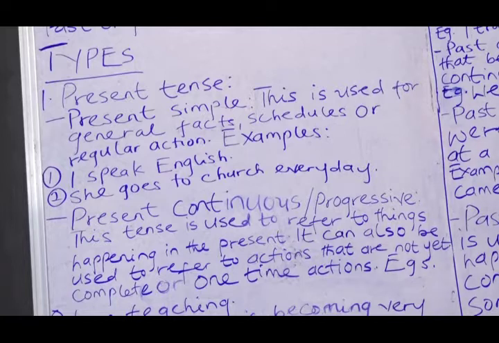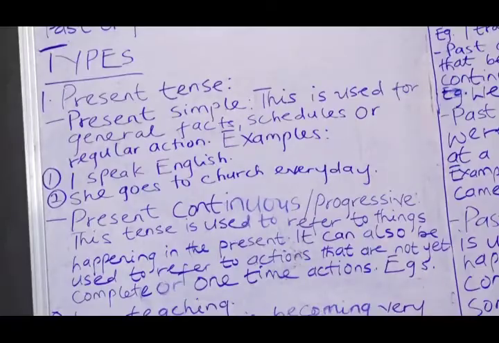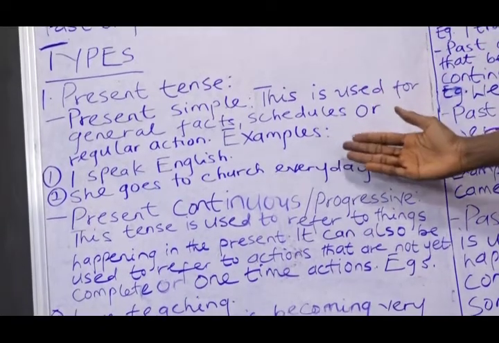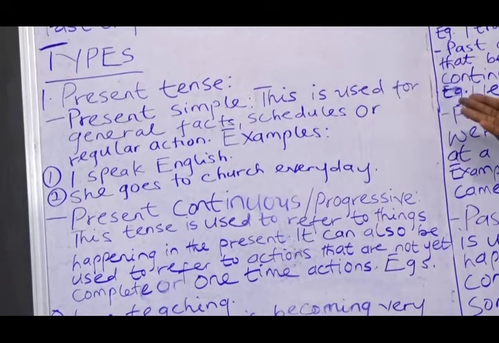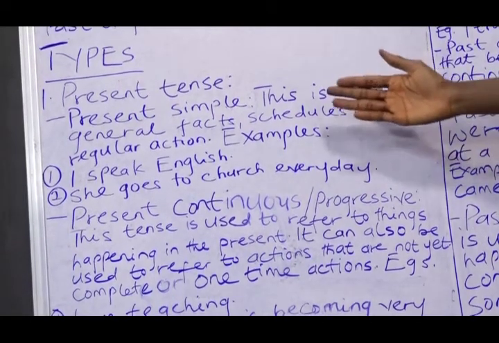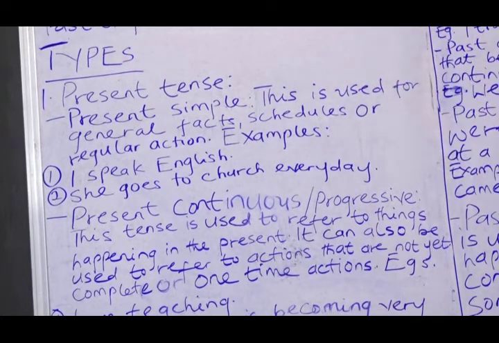She goes to church every day. That's for regular actions. You know, things that you do on a daily basis, things that you do regularly or often, you call them regular actions. So she goes to church every day is an example of a present simple tense. This is a regular action, and that makes it the present simple tense.